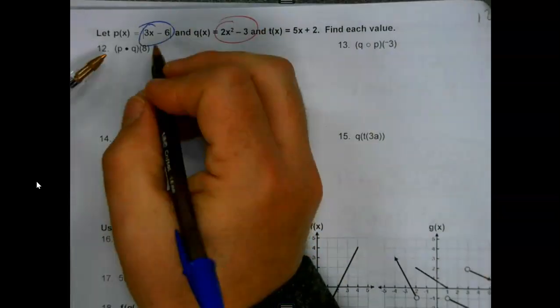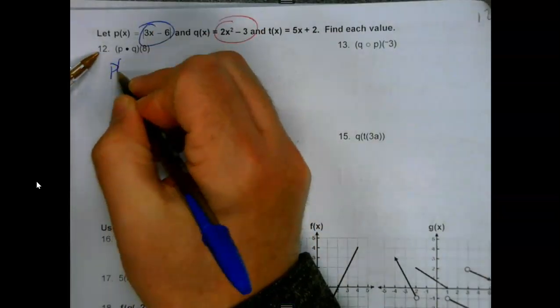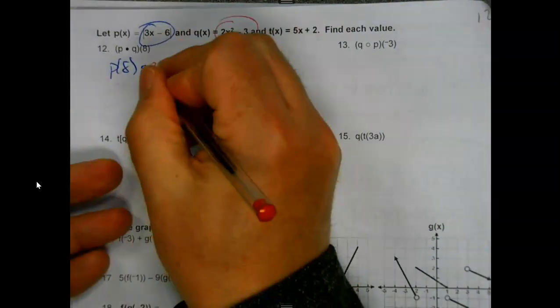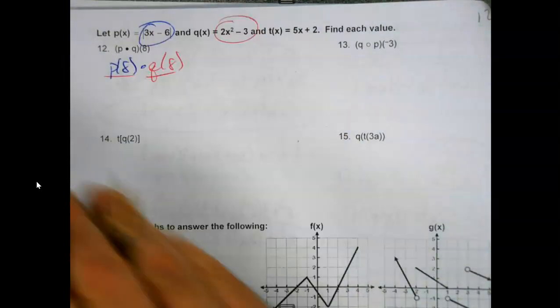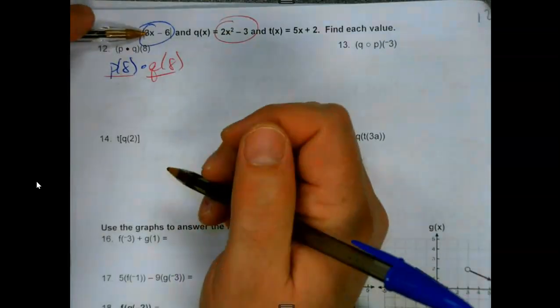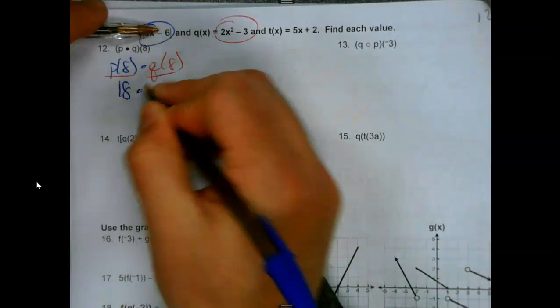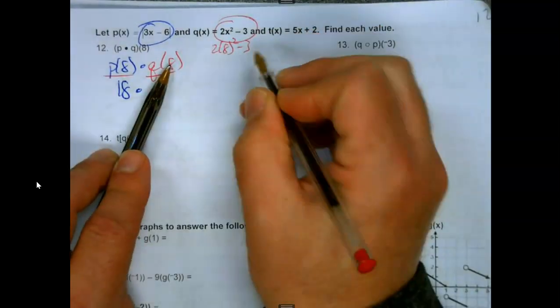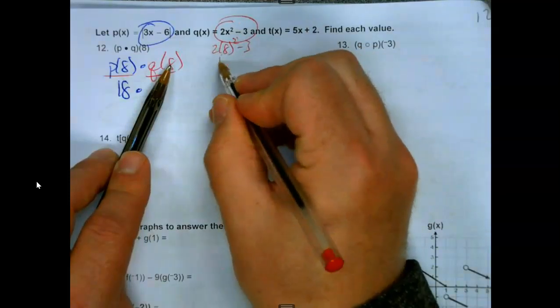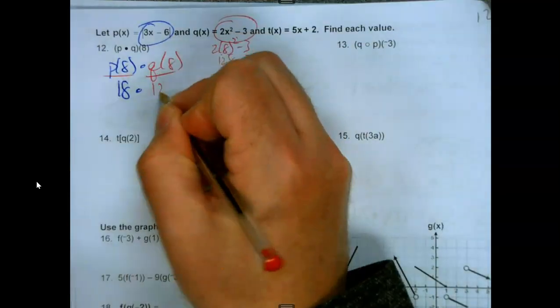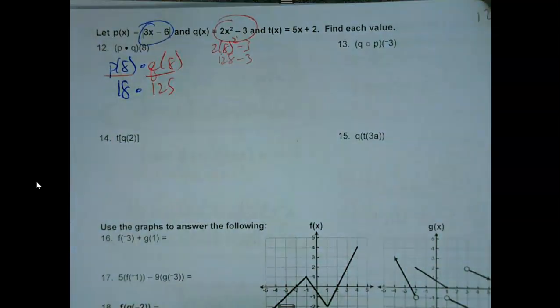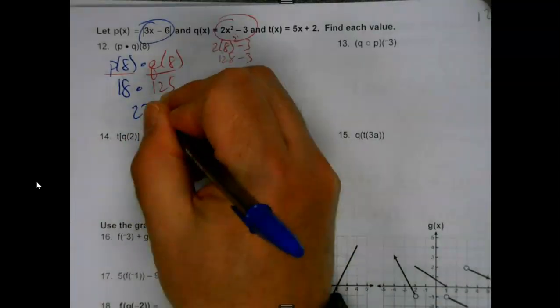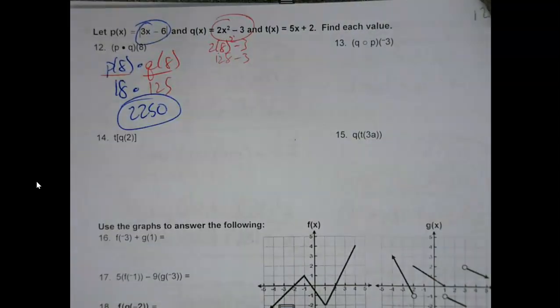All right. So P, we're going to stay. So we got P of 8 times Q of 8. Straight substitution. 3 times 8 is 24 minus 6 is 18. Oh, boy. Do a little side work here. 8 squared is 64 times 2 is 128 minus 3 is 125. I'm going to trust myself on that one. I'm pretty sure I'm right, though. Feeling pretty good about that one. Okay.